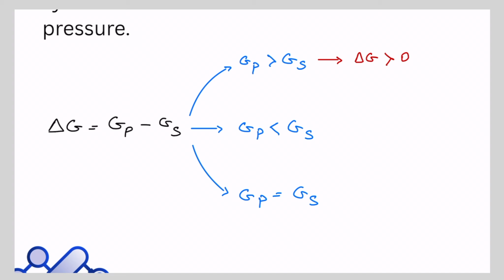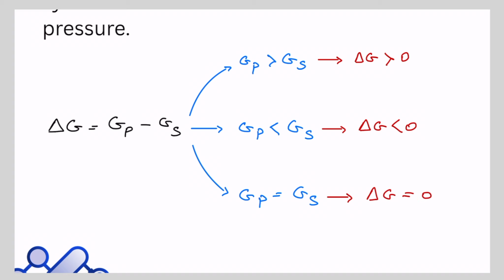In the second scenario, if your product has less energy than the substrate, the value you get is going to be less than 0. For example, if the energy level of the product is 3 and the substrate had 4, your result is going to be -1. So your delta G is going to be less than 0. And in the third scenario, if the energy level of the product and the substrate are equal, your delta G is going to be 0.